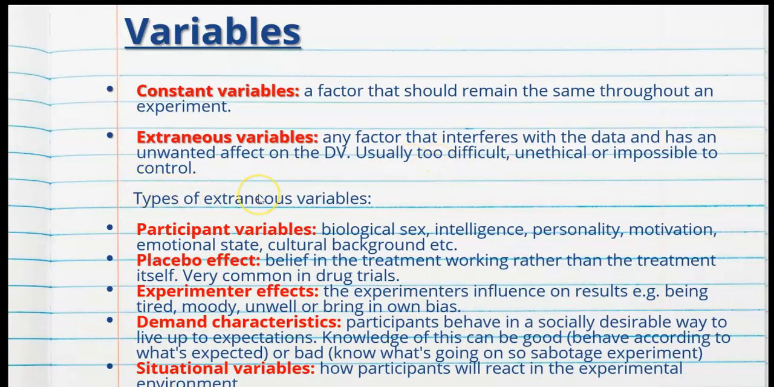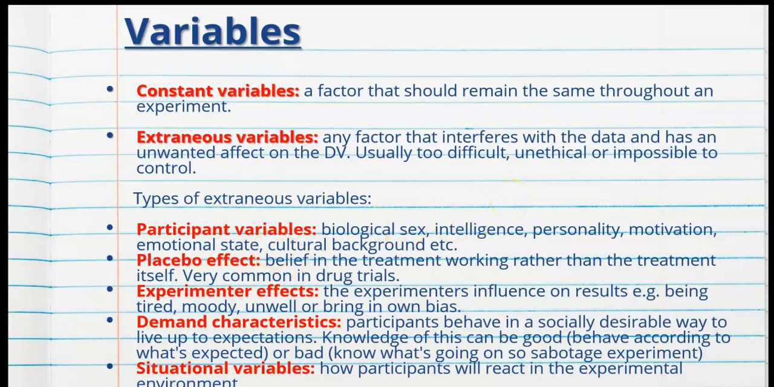So there are different types of extraneous variables. Okay, so there may be participant variables. So someone's biological sex, their intelligence, their personality, motivation, emotional state, cultural background, etc. So a variable that's unique to the participants that we're using that may be an extraneous variable that may have an impact on our DV.